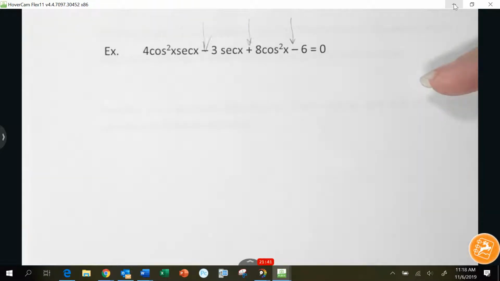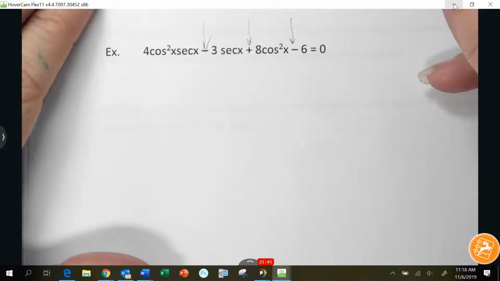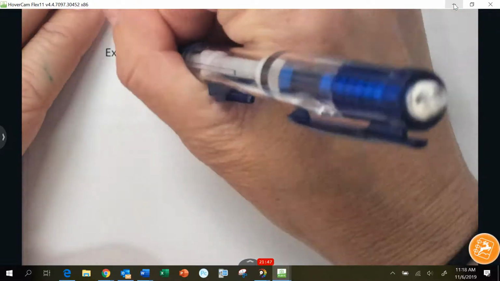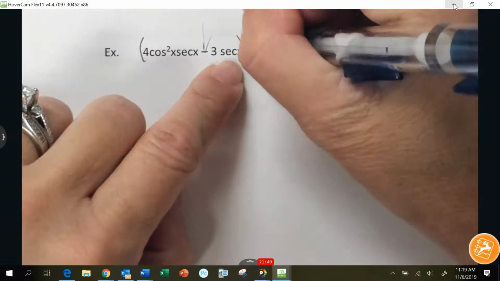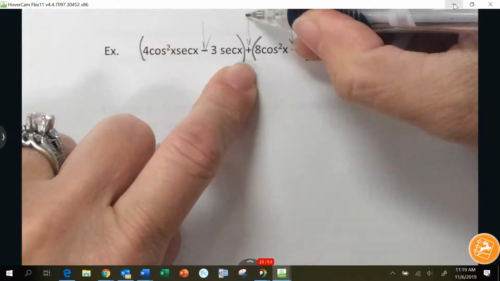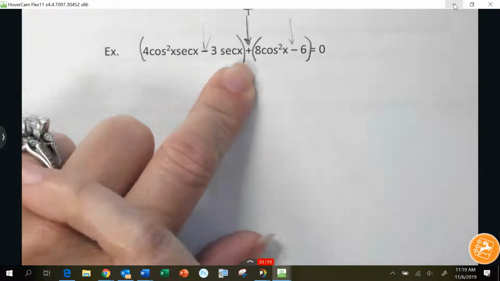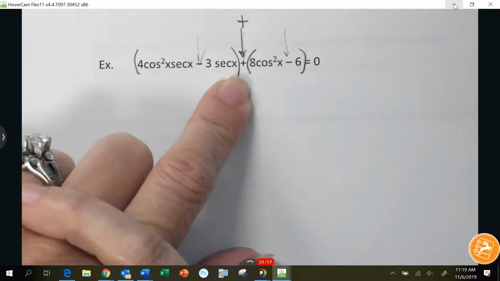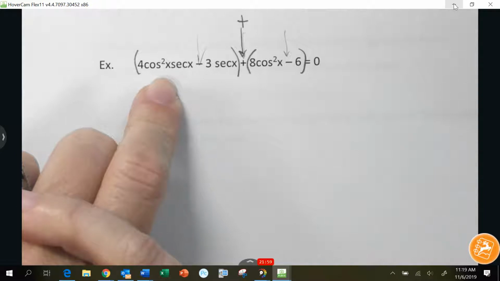Katie, what are you dying to say? This is a factor by grouping kind. Yes. So we're going to group together the first 2 terms and the last 2 terms, and you're going to make sure you have a plus sign right in the middle. Then you get to factor each group individually, and our first step of factoring is GCF.